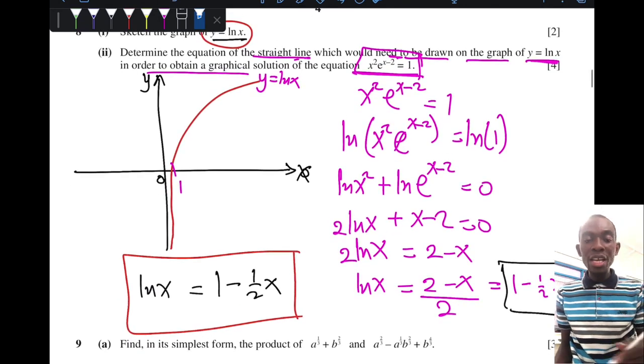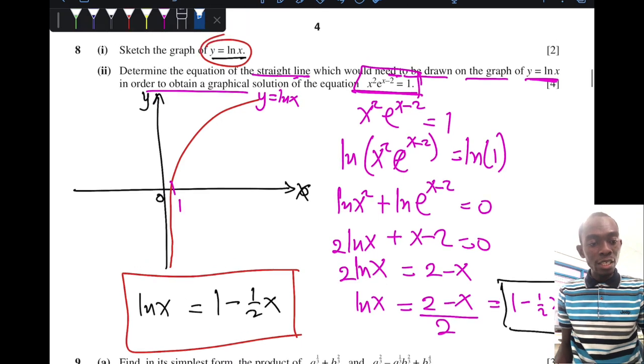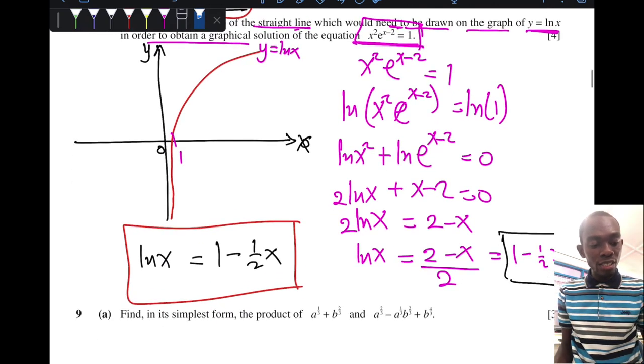But the question is not really asking you to determine the solution. They just want you to determine the equation of the straight line. So you say that this is the equation of the straight line: y equals 1 minus half x.